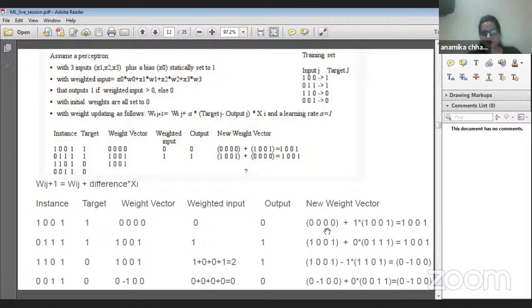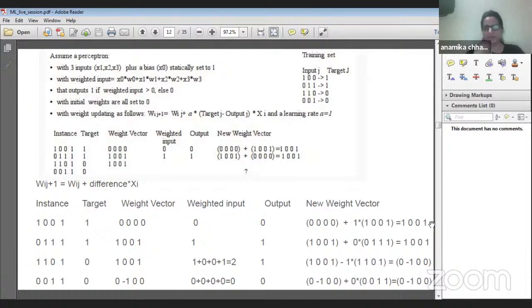Now let's get back to the formula for updating the weight. Since the learning rate is 1, it is simplified to this one. You see, w_ij plus 1, the new weight, is equal to the old weight plus the difference of target and output multiplied by the instance. Okay, very simple. Let's just go step by step. So we get 0 0 0 0 plus 1 multiplied by 1 0 0 1, and this is what we get. This is our new weight vector.